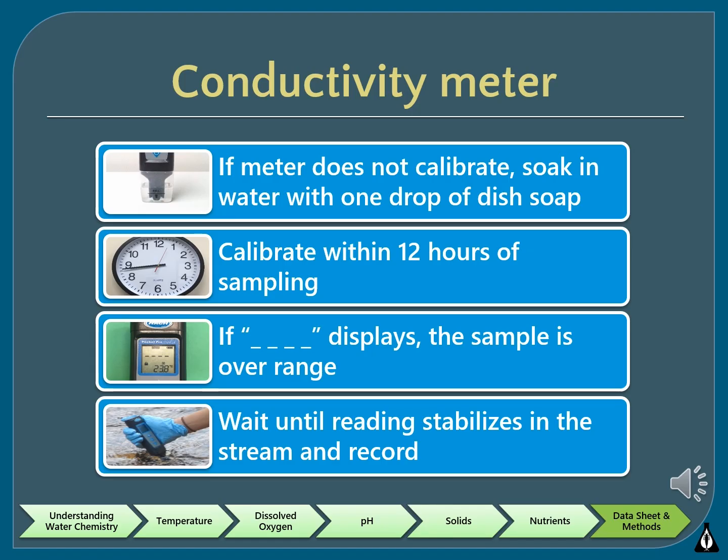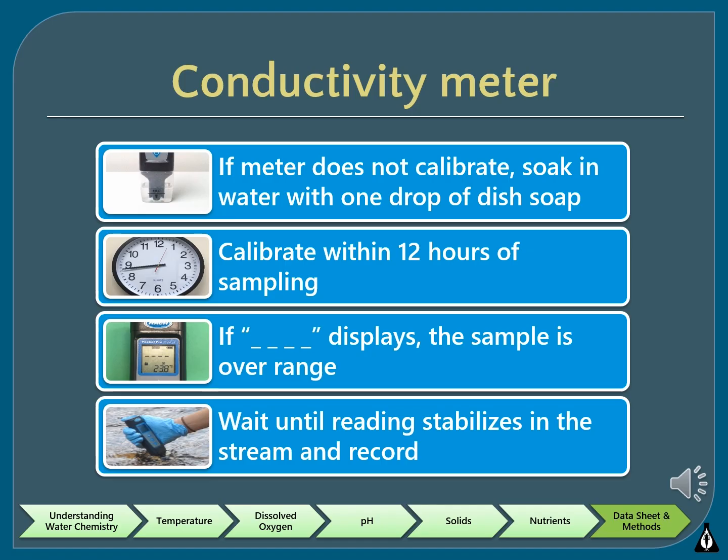You can also use a cotton swab to gently wipe the residue off the probes and then rinse it thoroughly before calibrating or measuring again. Make sure you calibrate your meter within 12 hours of when you're planning to go out and sample. If the meter ever displays solid dashed lines in the middle of the display, that means that the sample you're reading is out of range for the meter.